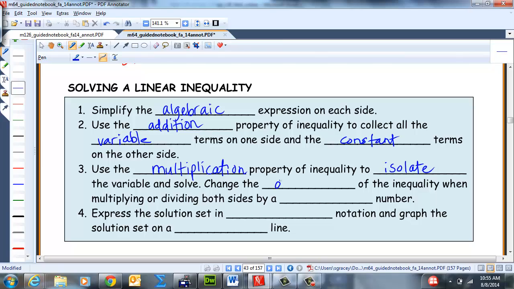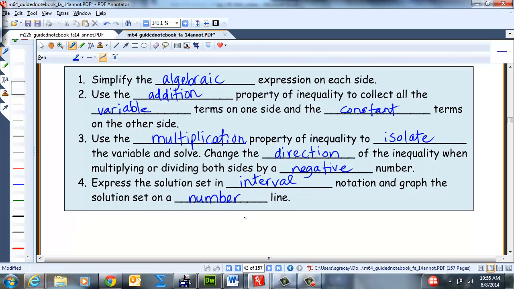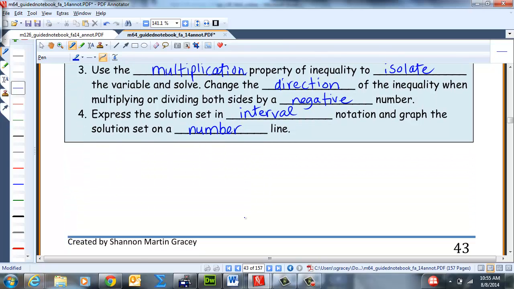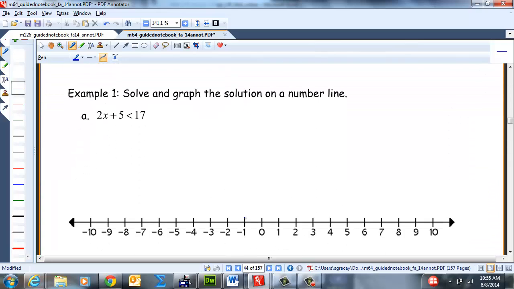You need to change the direction of the inequality when you do what? Good. Multiply or divide both sides by a negative number. And then you would express the solution set in interval notation and graph the solution set on a number line. So the only time you wouldn't do interval notation is if there was no solution. Then you would just do your set notation.